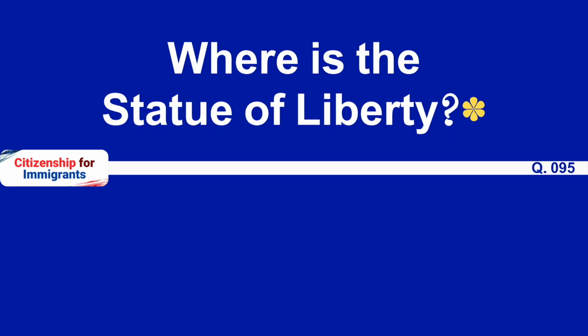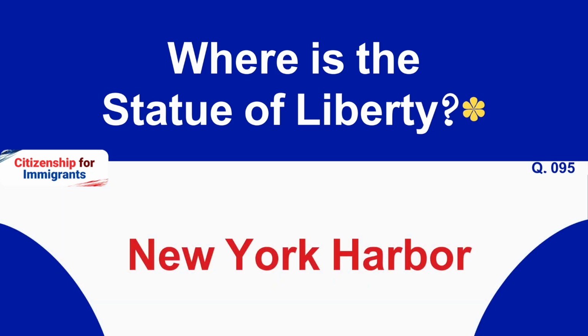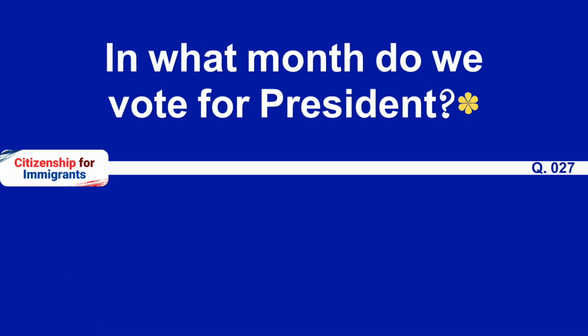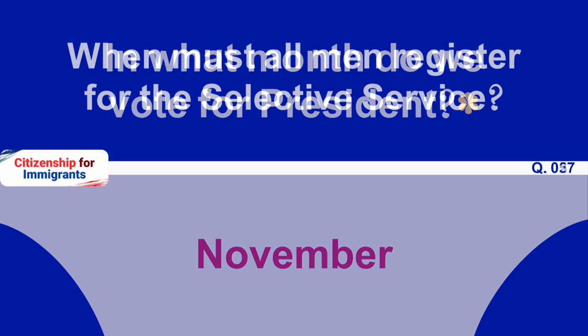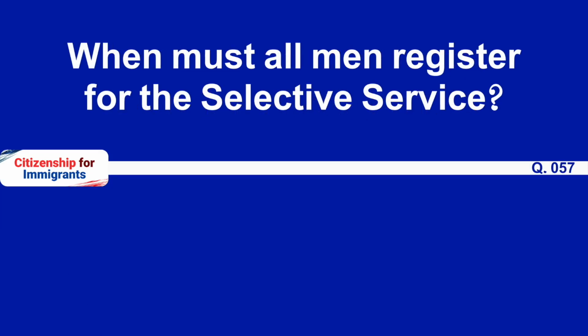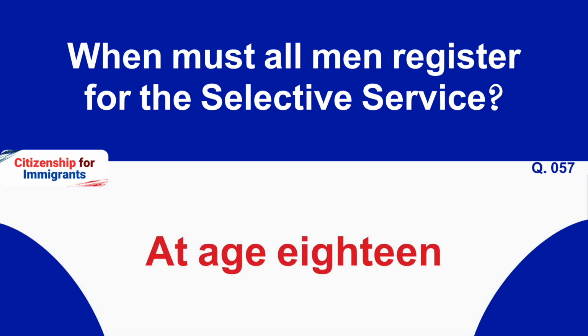Where is the Statue of Liberty? New York Harbor. In what month do we vote for president? November. When must all men register for the Selective Service? At age 18.